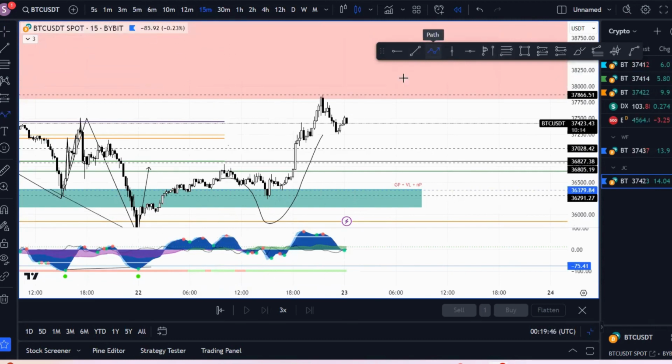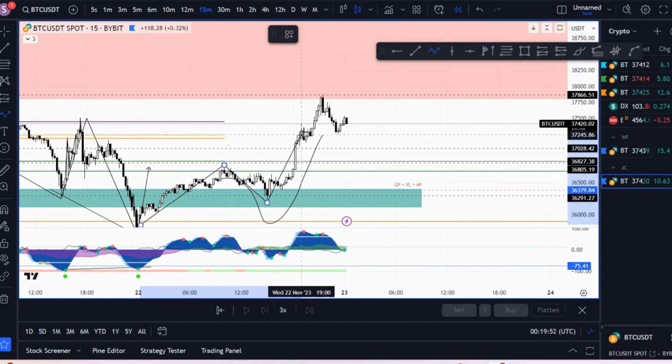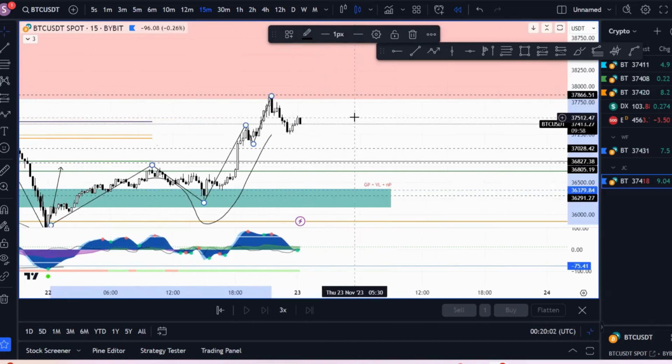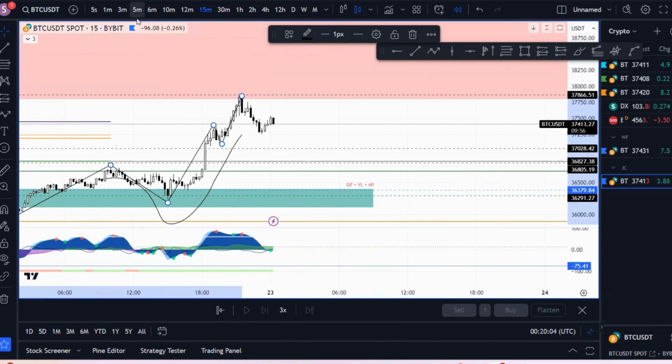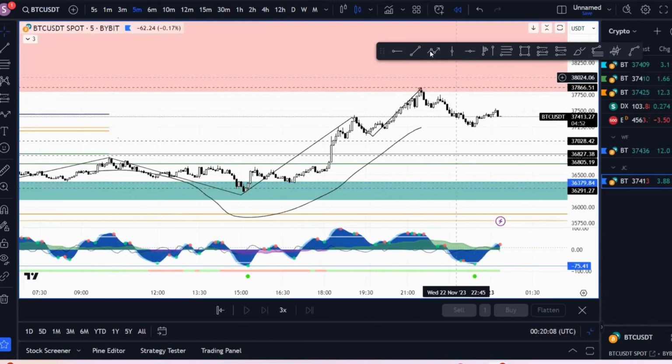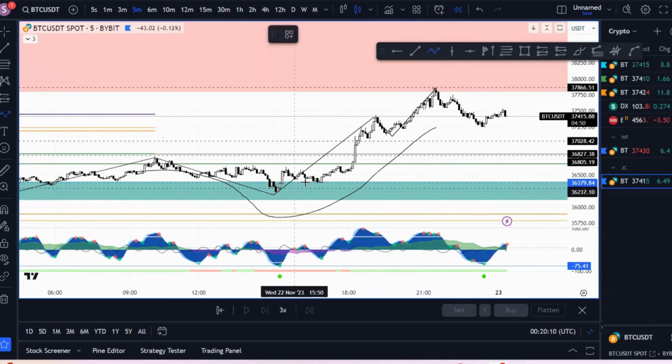If we just print out the 15-minute structure, we can see that we've printed out a high, a low. Not sure you would class this as a high, but for demonstration purposes, let's see. That takes us up there. So on the 15 minutes, we're still on a bullish trend, regardless of how you draw it. Let's go down to the 5 minutes, and we're going to do that in a different color.